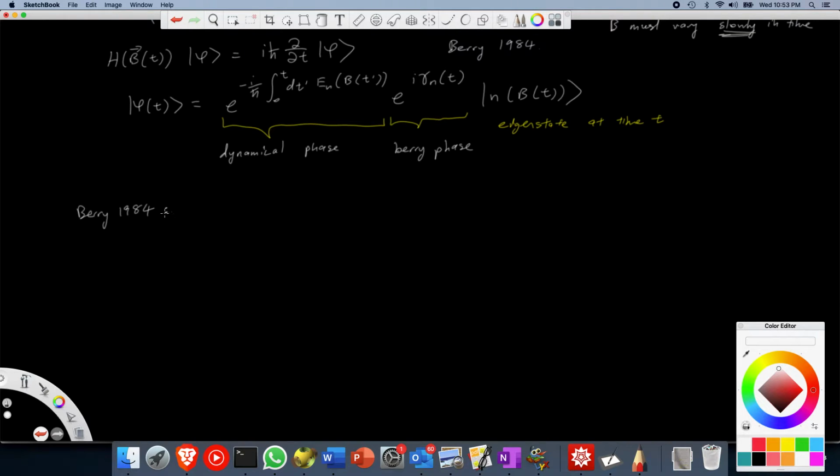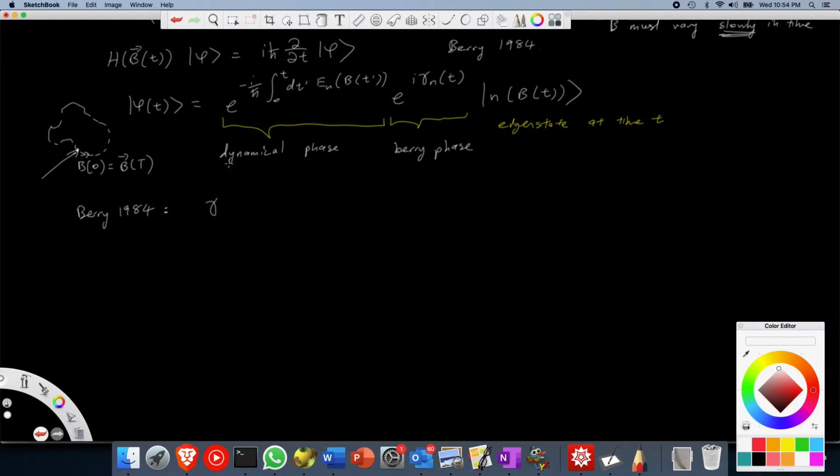is that when the quantum state undergoes cyclic evolution, which means that it goes in a cycle, which means that the magnetic field, let's say this is the magnetic field, goes around in 3D space and reaches back the original starting point. Basically, B of 0 equals B of t. And B is a vector, always remember that.